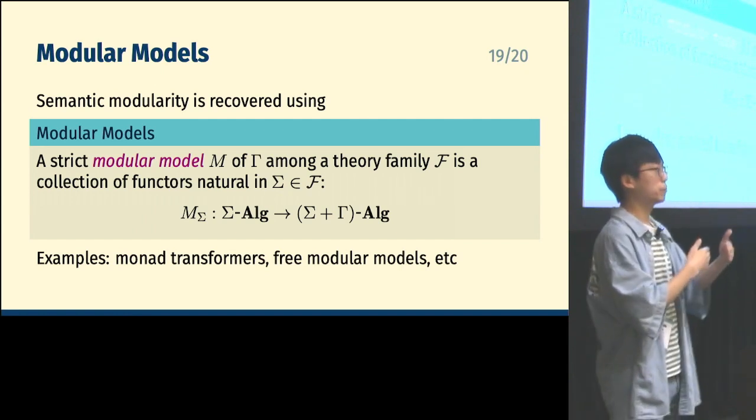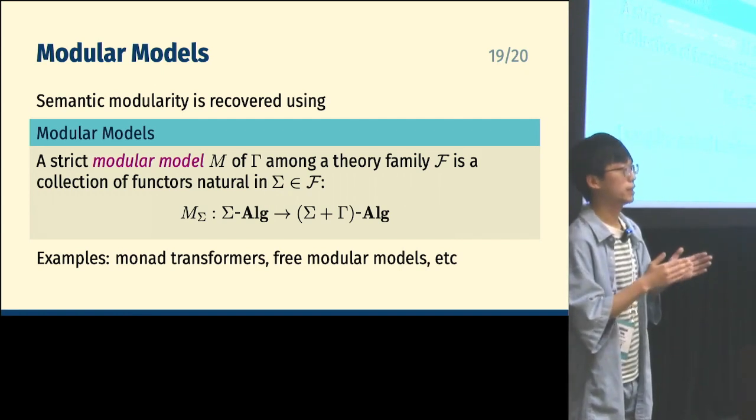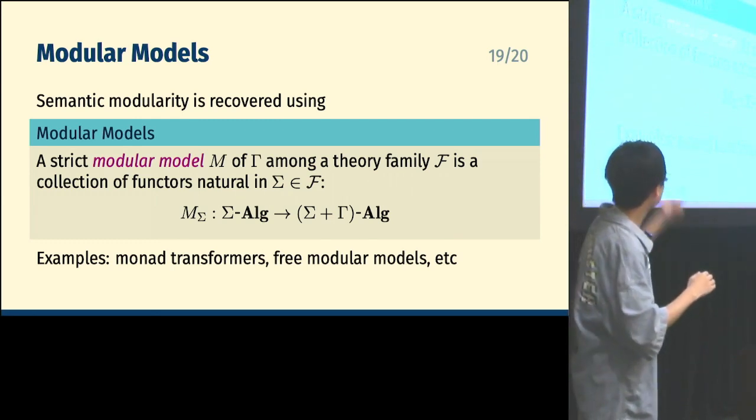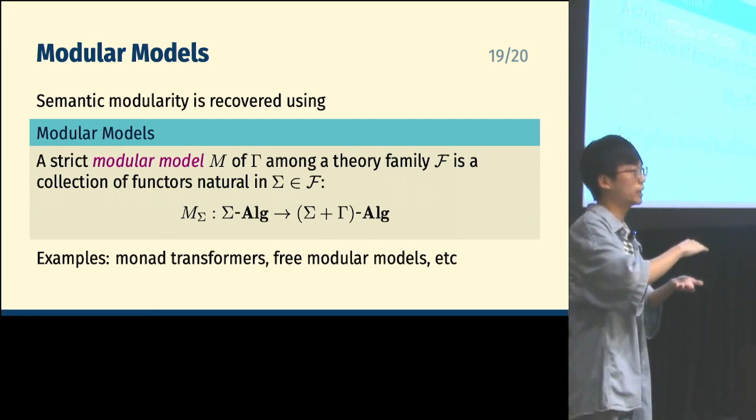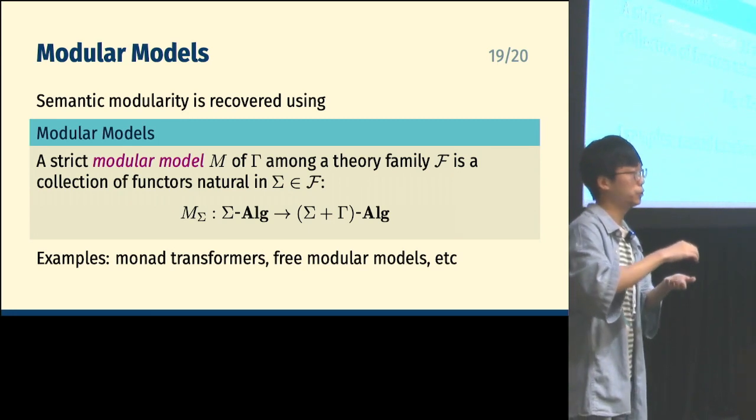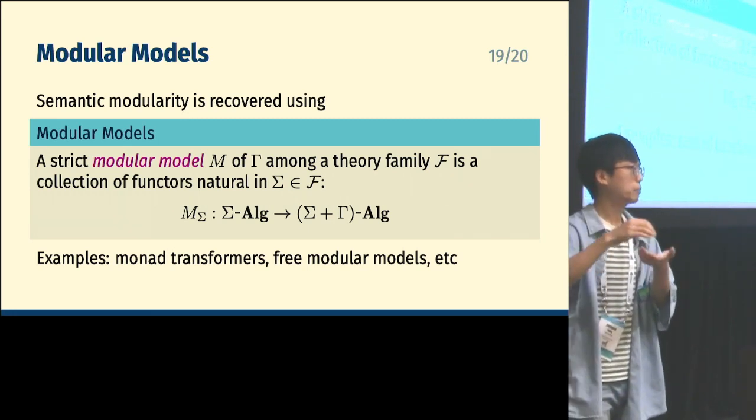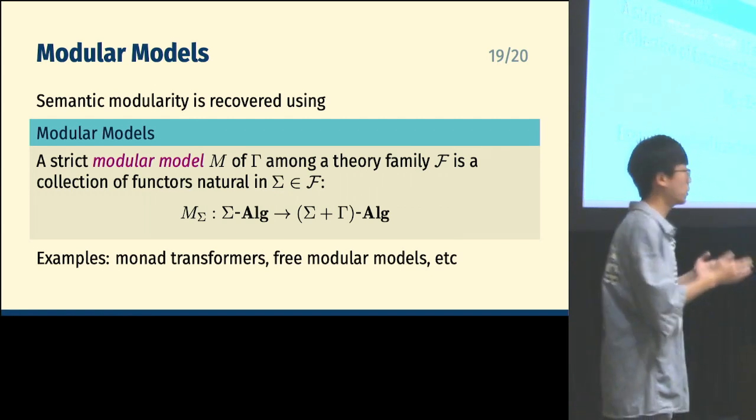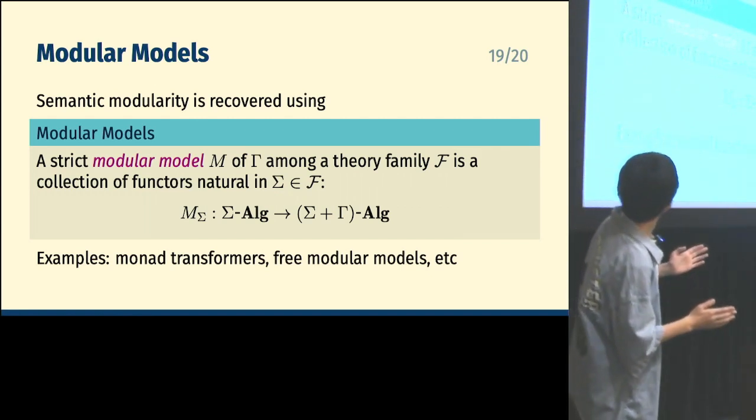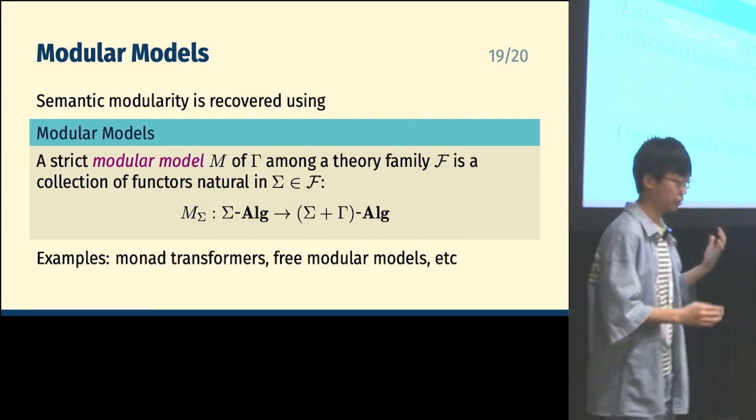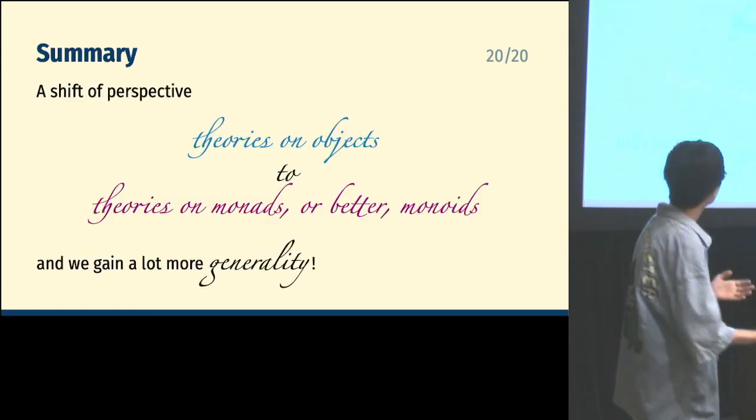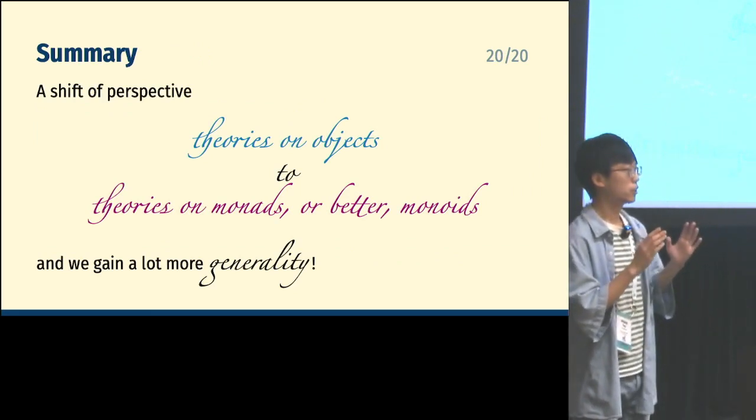Modular models are pretty much like monad transformers. Monad transformers send a monad to a new monad, while my modular models send a monoid equipped with operations to a new monoid equipped with more operations. And of course, we show some ways to construct such modular models in our paper, which you may go into if you are interested in. Yeah, that's basically the things I want to talk about today.